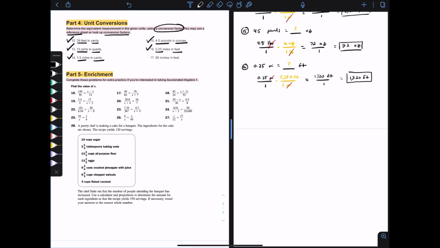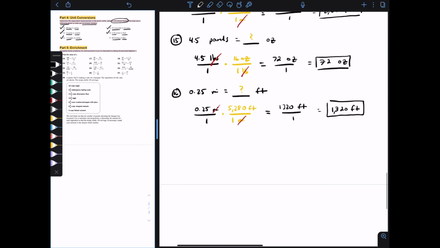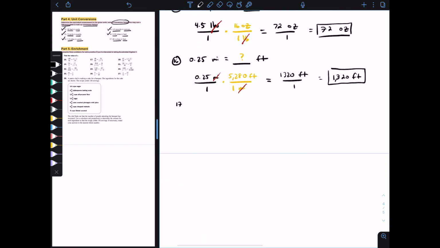16 is now done. Number 17, we're going to convert inches to feet. Okay, so let's see here. For inches to feet, I'll take the 85 inches, and then we're going to convert that to feet. And we convert that 85 inches over 1.